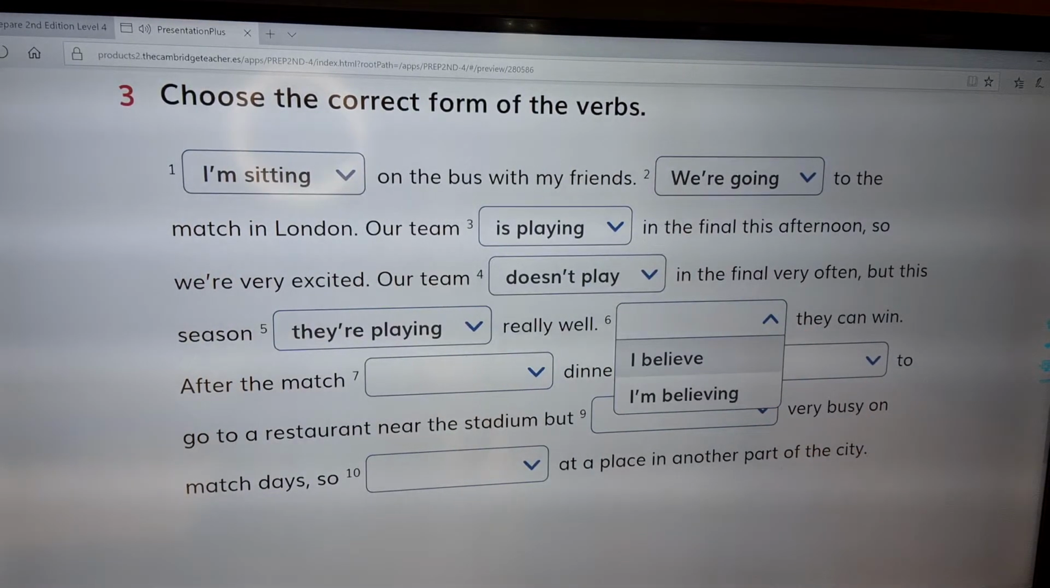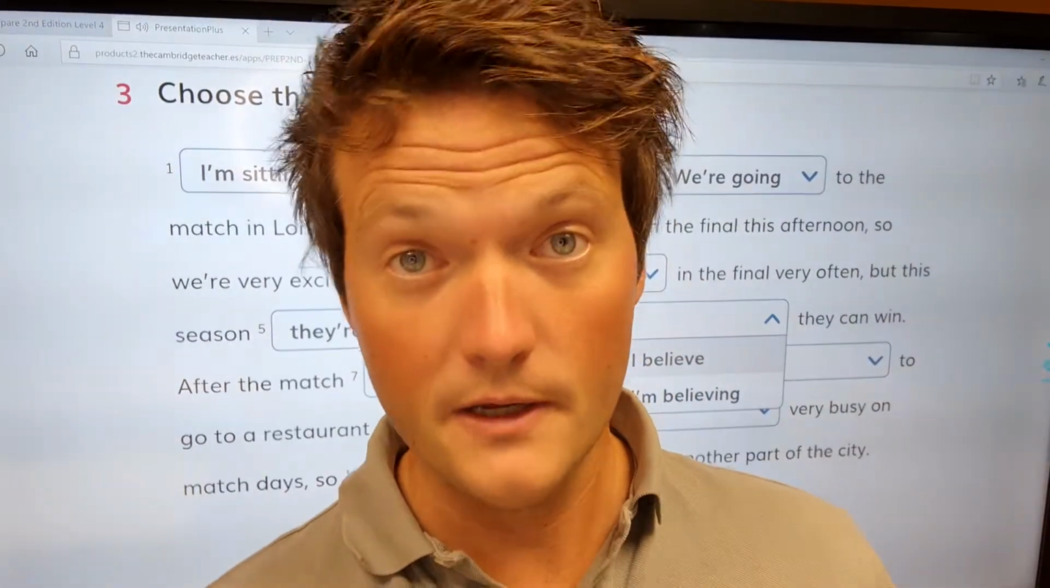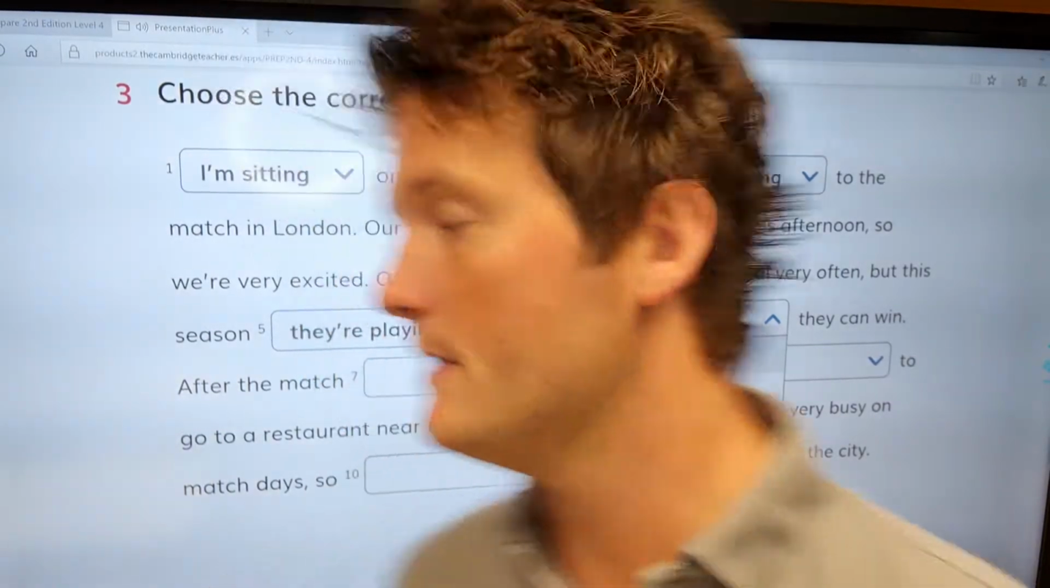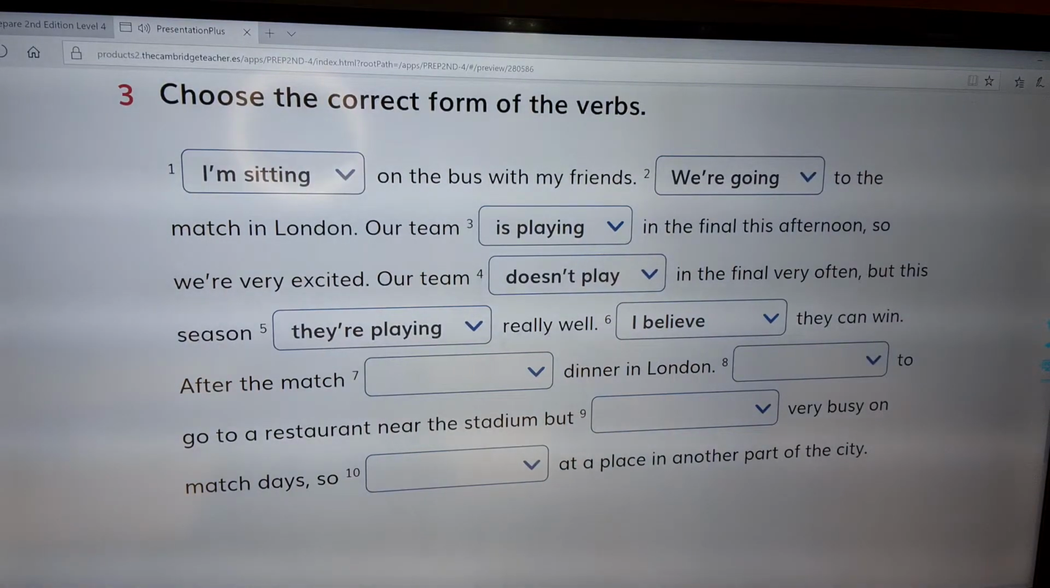Number 6, it says, I believe they can win, or I am believing they can win. Well, this is a state verb. Either you believe something or you don't believe it. So, I believe they can win. Yes, very good.